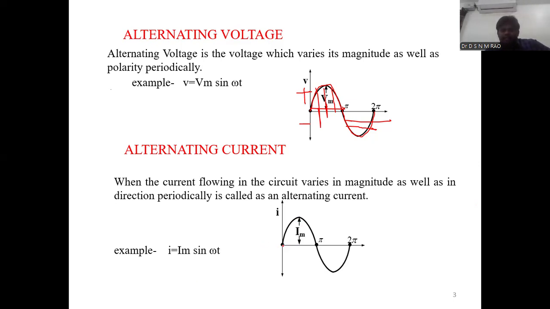The signal is changing from 0 to the maximum positive value, reaching zero, then from 0 to the negative maximum, then reaching zero again. So the signal is tracing from 0 to positive maximum, 0, negative maximum and 0, sinusoidally varying. So the AC current is also represented by Im sin omega t.